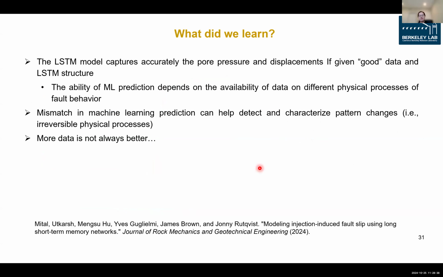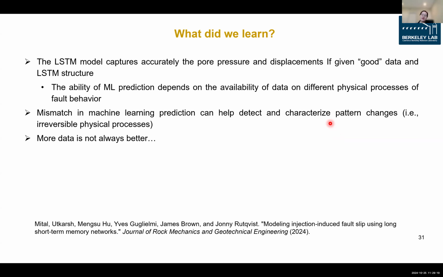So overall, if using a good amount of data that can represent the right type of physics, the model captures accurately the pore pressure and displacements. So we say the ability of machine learning prediction for this type of problem depends on the availability of data on different types of physical processes of fault behavior. And mismatches in the machine learning prediction are not useless. They actually help us detect and characterize the pattern changes in terms of these irreversible physical processes.